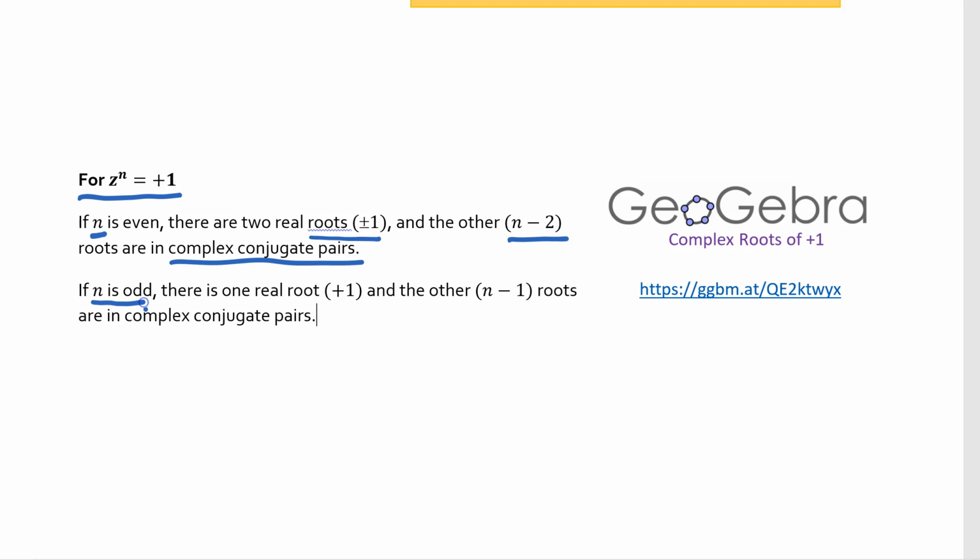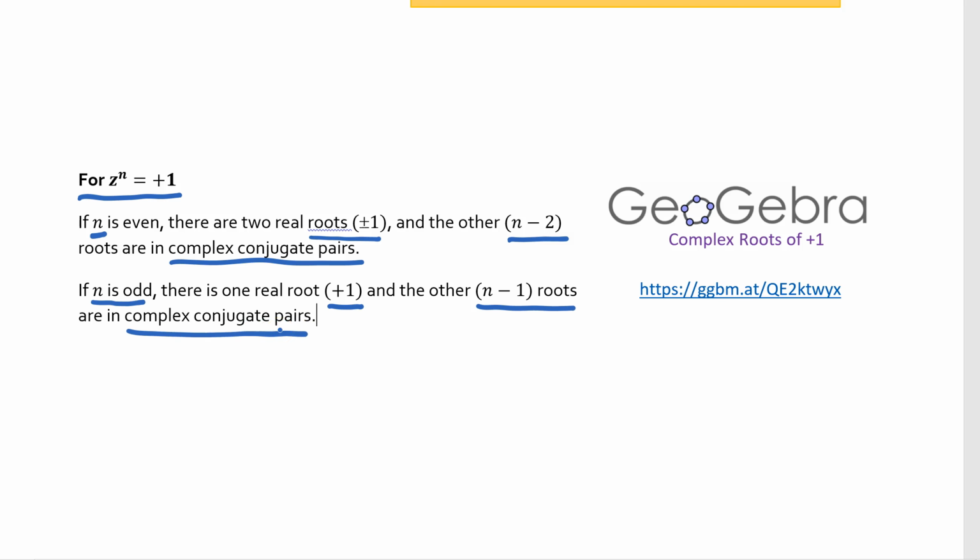Likewise, if n is an odd number, then there's only going to be one real root. So if we had z cubed equals plus 1, for example, our only real root could be plus 1. Z to the 5th equals plus 1, and so on. Minus 1 is not a possibility because that would change the sign. So there's only one real root, and the other n minus 1 roots will also be in complex conjugate pairs.